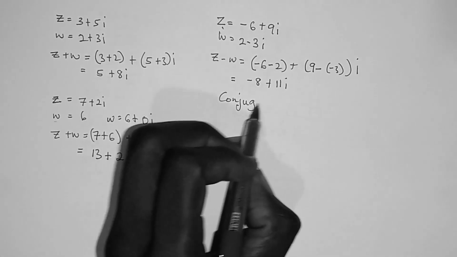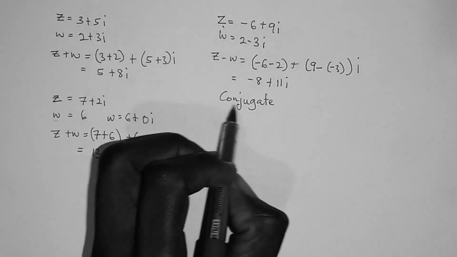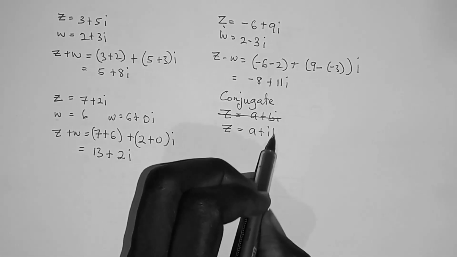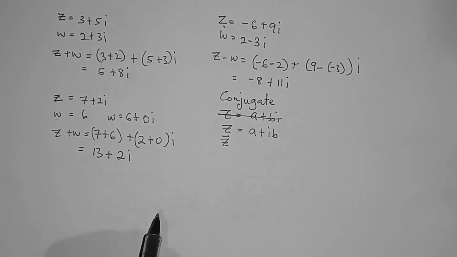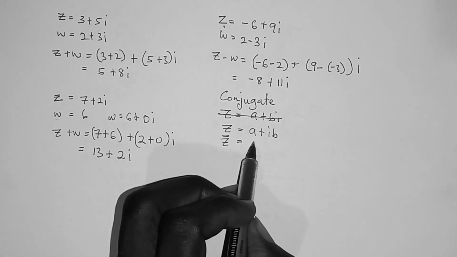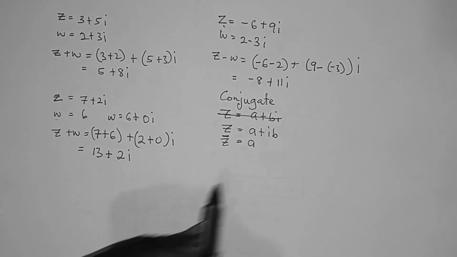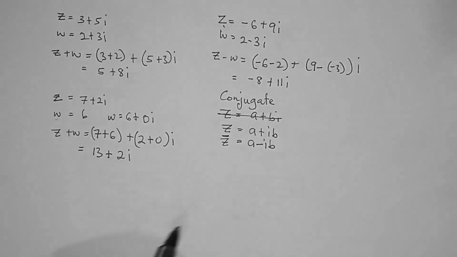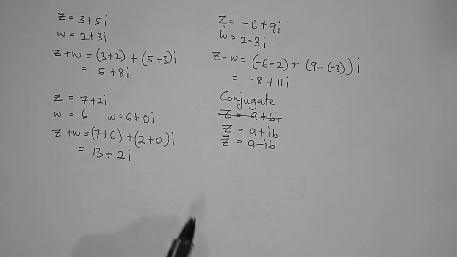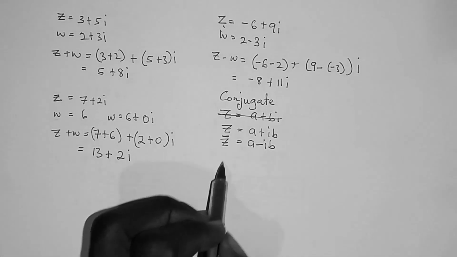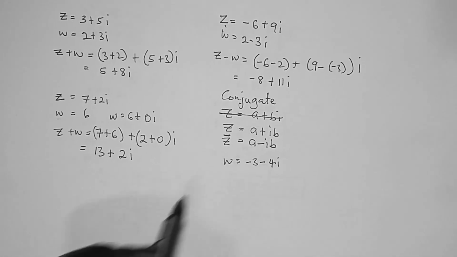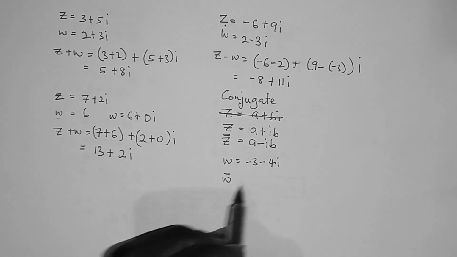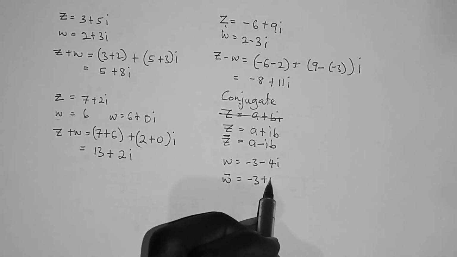Let's talk about the conjugate of a complex number. z is equal to a plus ib. So the conjugate of z, which is denoted as z with this little line on top of it, is equal to a, then you change the sign of the imaginary part, minus ib. So that is the conjugate of z. So let's assume we have w equals minus 3 minus 4i. What is the conjugate of w? It's equal to minus 3 plus 4i.